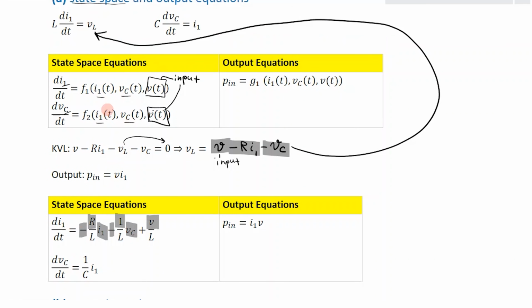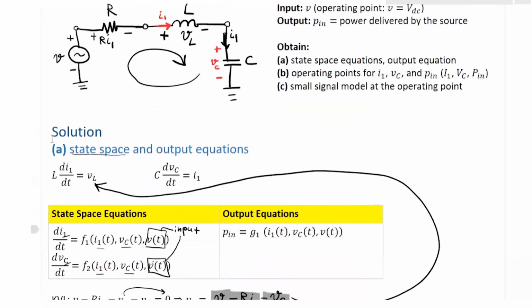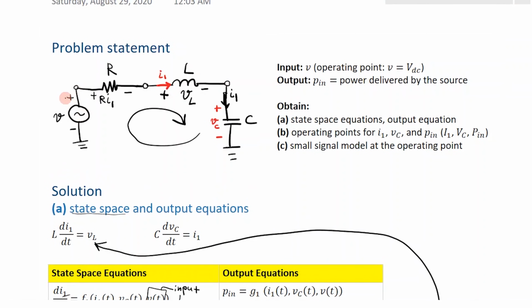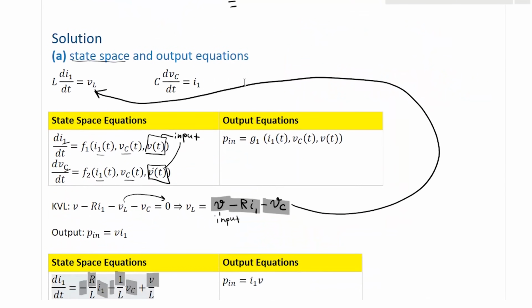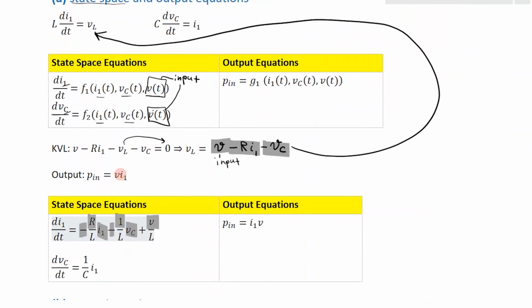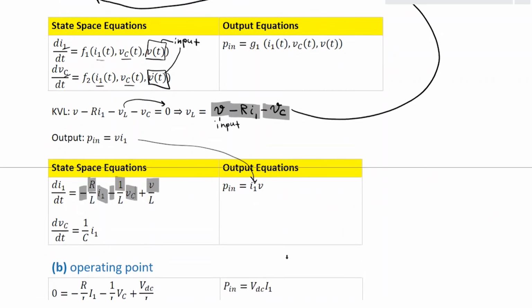Now, for the output equation, it's a bit more simple because the power in, we just know it's in terms of V, which is the input, times the current going into the circuit. So this I1 times V is the power flowing into the circuit. That's what we have here, and then I just copied here. I swapped I1 and V because I'm a bit more used to having inputs the closest to the right as possible, just easier for me to read.